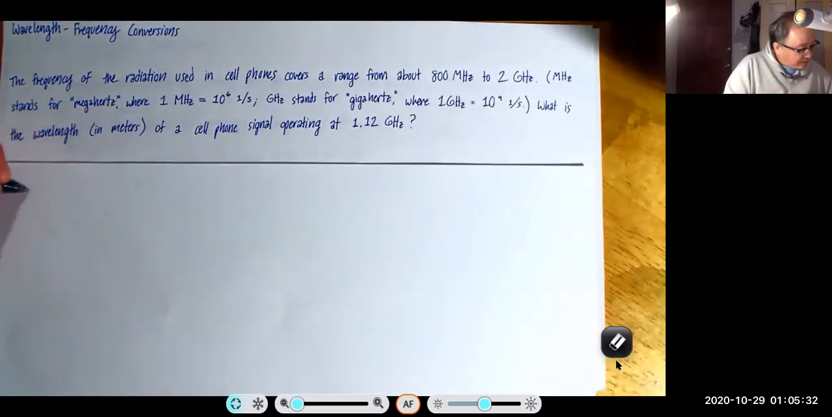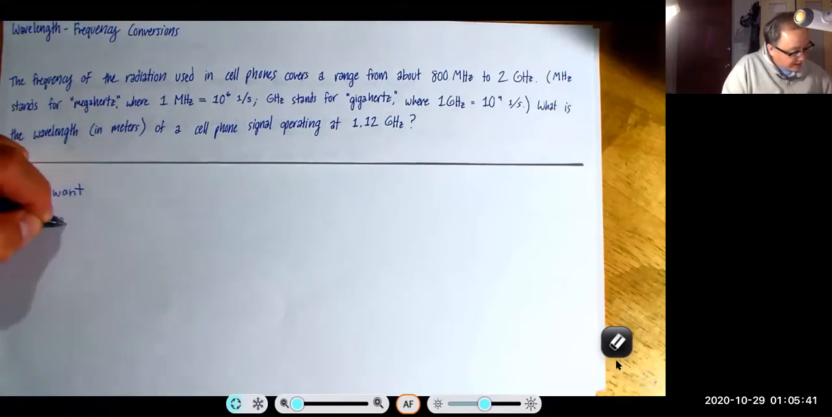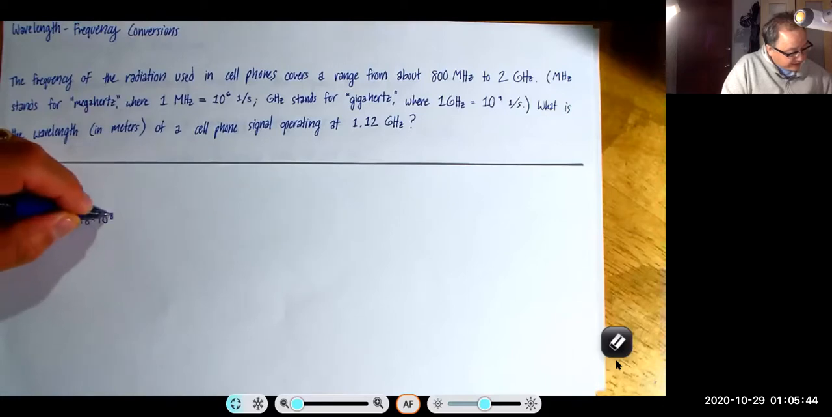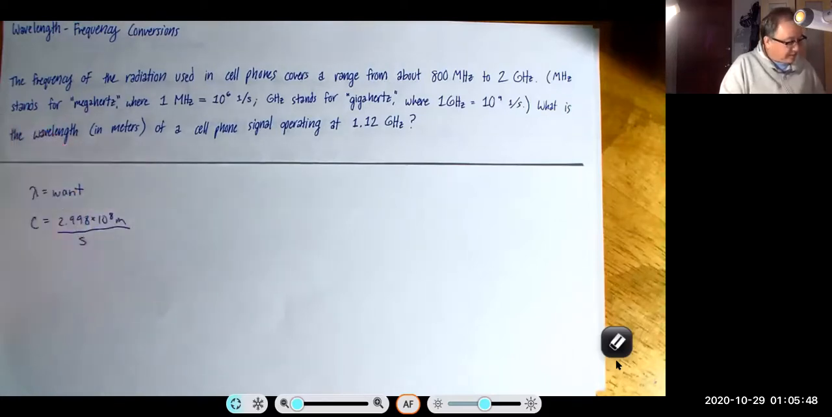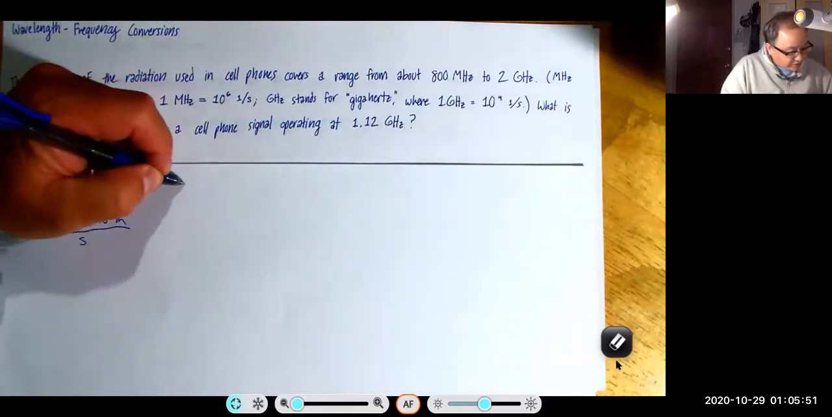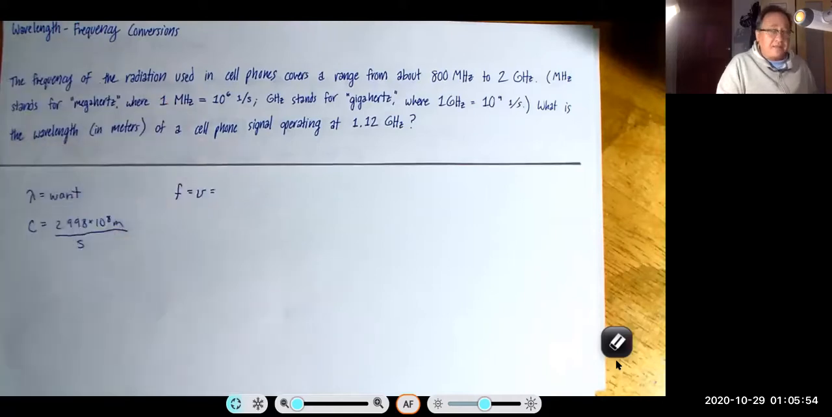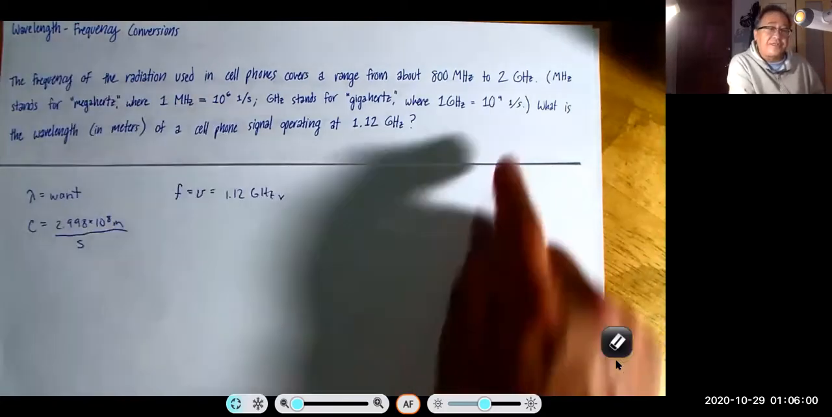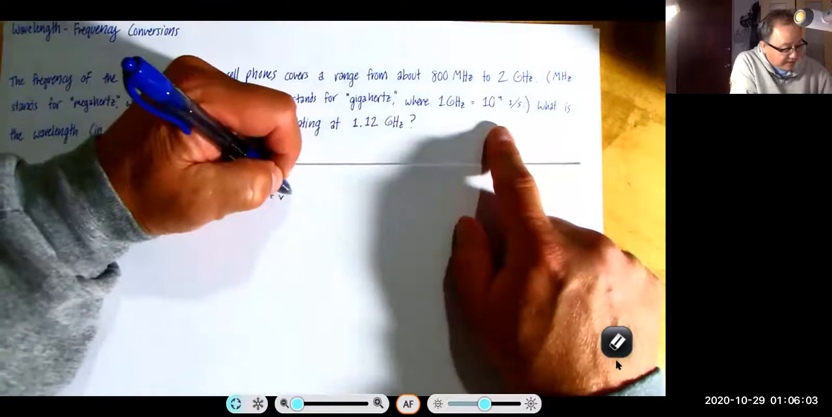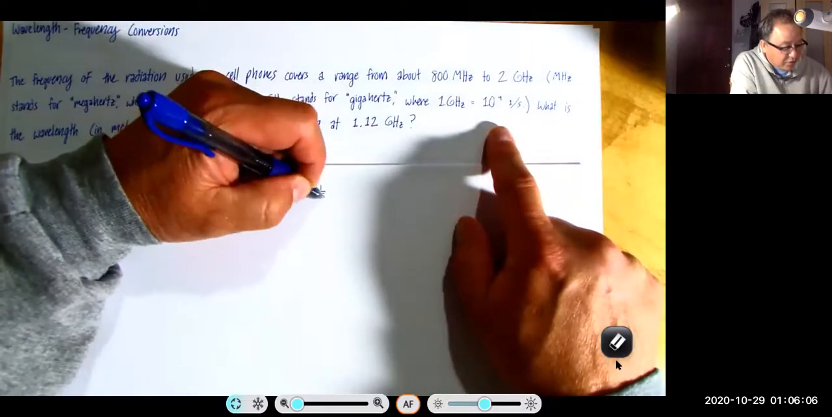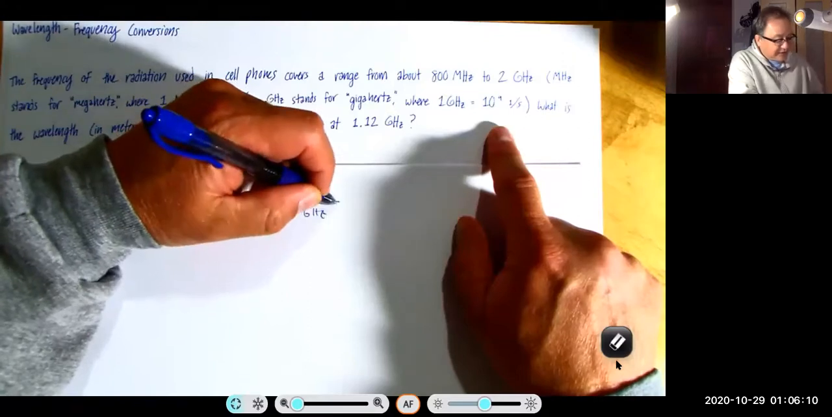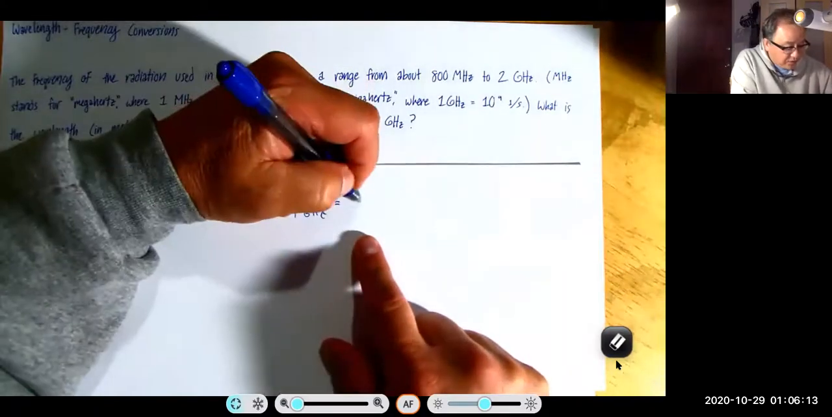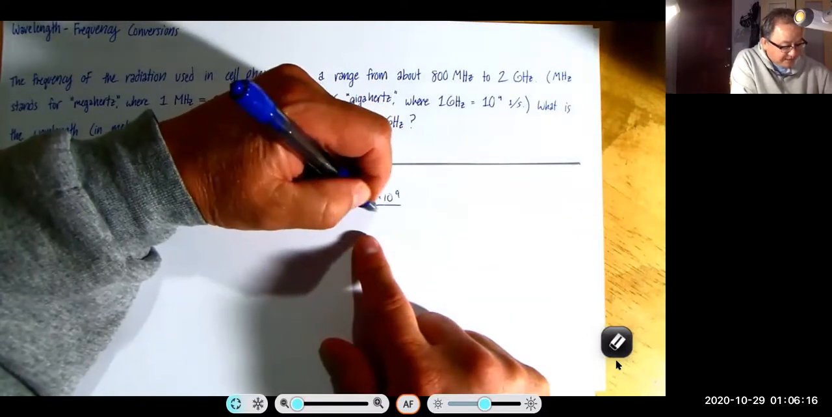So here the wavelength is what we want. And since this is electromagnetic radiation, we know that the speed is 2.998 times 10 to the 8th meters per second. And we know that the frequency, so here we could do it either way, is 1.12 gigahertz. And we know that 1 gigahertz is 10 to the 9th. So I'm going to write 10 to the 9th per second over 1 gigahertz. So you can see that this translates into 1.12 times 10 to the 9th per second.